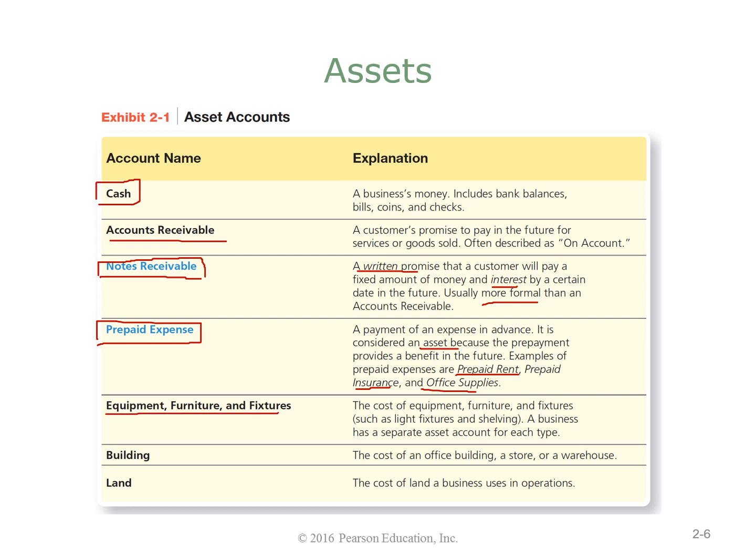Equipment, furniture, and fixtures: the cost of equipment, furniture, and fixtures such as light fixtures and shelving. A business has a separate asset account for each type. That means we have an account for the equipment, an account for the furniture, an account for the fixtures, and so on. Building is the cost of an office building, a store, or a warehouse. Land is the cost of land the business uses.